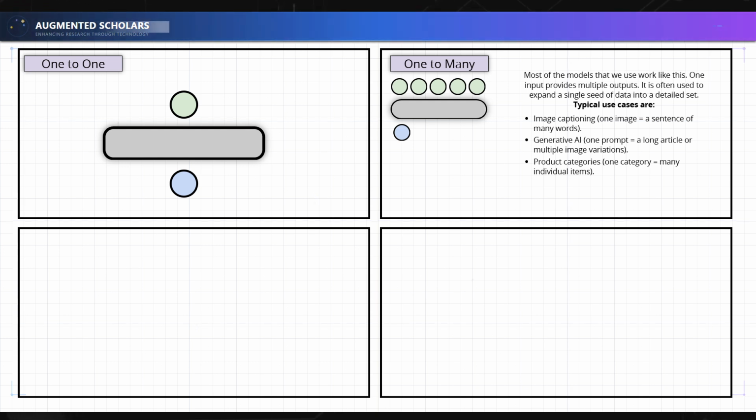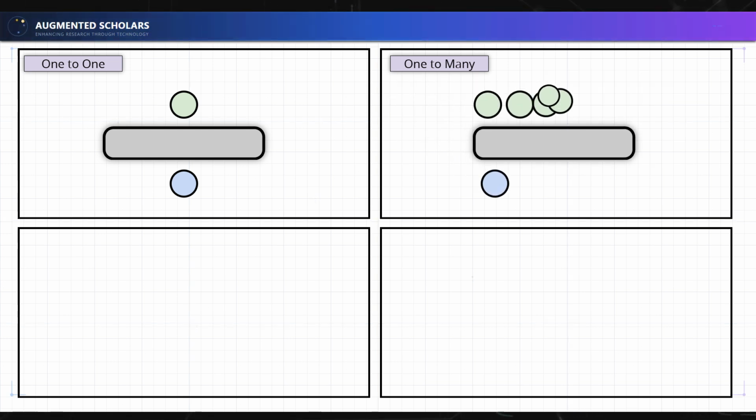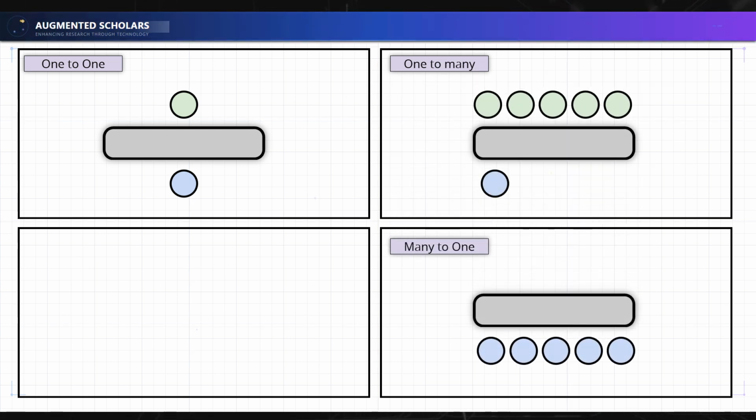Generative AI as well, if we consider the prompt being one input, and a long sequence or multiple sequences to be multiple outputs, and for example for product categories. So if we have one category, and then the model outputs different types of subcategories, and for example also individual items. Okay. So the next one is many to one.